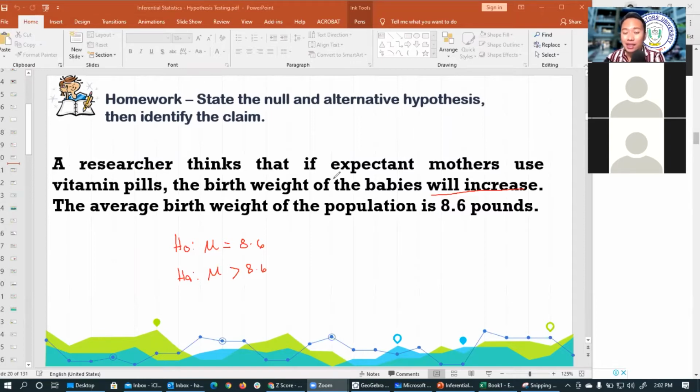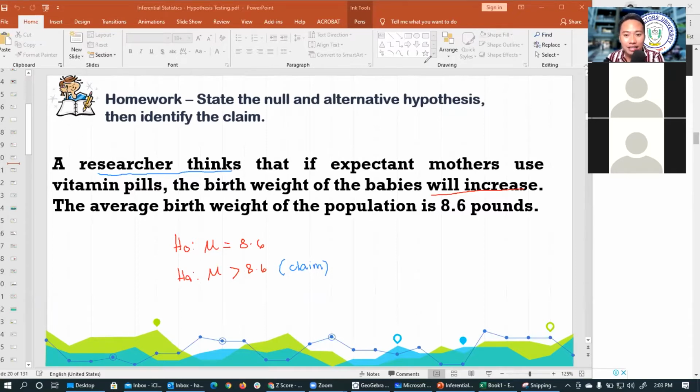If you're going to read again the problem, a researcher thinks that if expectant mothers use vitamin pills, the birth weight of the babies will increase. This clearly says that our claim is the alternative hypothesis. Katulad nga statement ang katong first statement. The researcher thinks that those expectant mothers who take vitamin pills, there is a possibility that the weight of their baby will increase. So that's how we determine the null and alternative hypothesis as well as the claim.